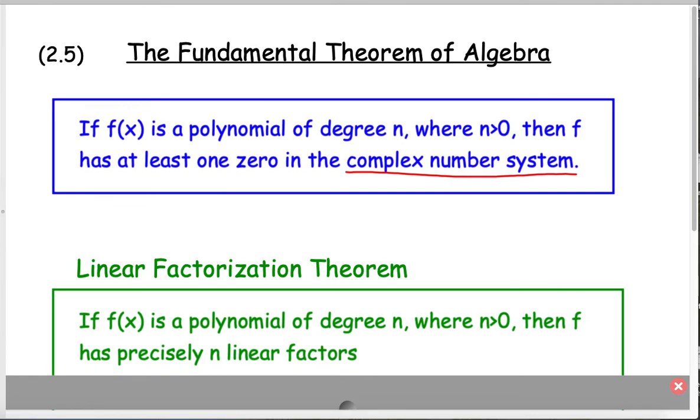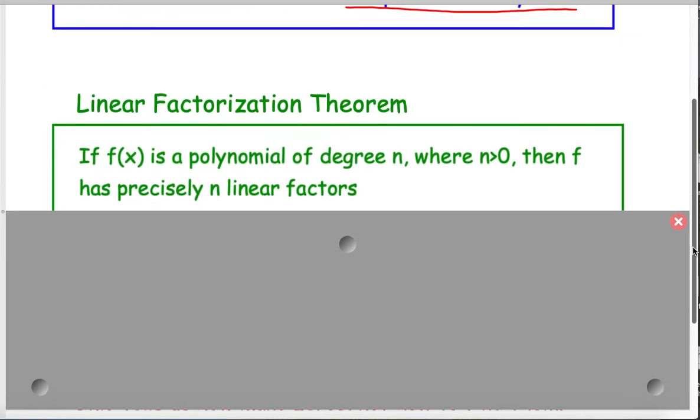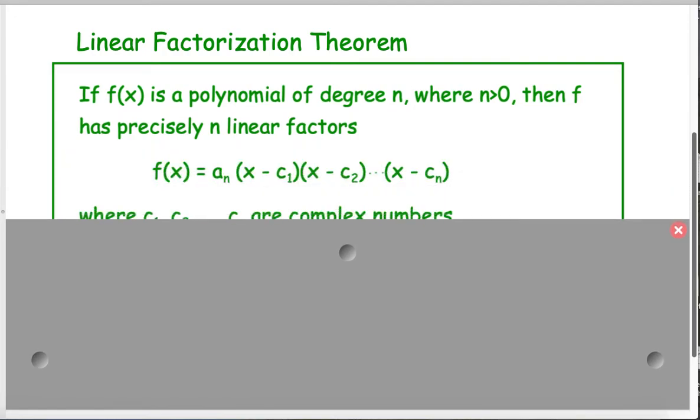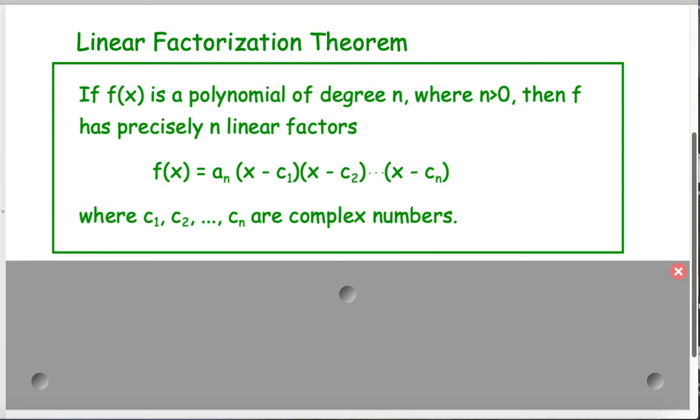And then we have a linear factorization theorem, which sounds fancy, but it really isn't. It just says if f of x is a polynomial of degree n, where n is greater than 0, so that means you have at least a line, then f has precisely n linear factors. And that's important because that tells us, therefore, that there will be n zeros. So, for example, a polynomial of degree 2 means there's going to be 2 zeros. So when you have a quadratic, you have 2 zeros.